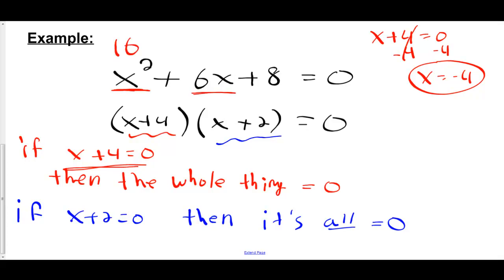Now you're going to have 6 times negative 4. What's 6 times negative 4? That's negative 24. So that's 16 minus 24 plus 8 is equal to 0. Is that true? Yes, because 16 minus 24 is negative 8, and negative 8 plus 8 is equal to 0. So what have I done with this?